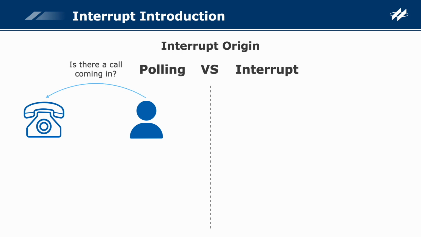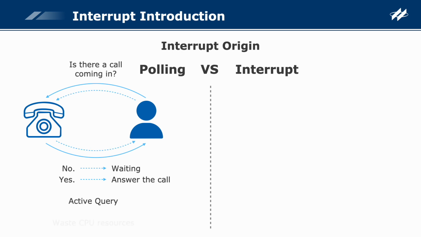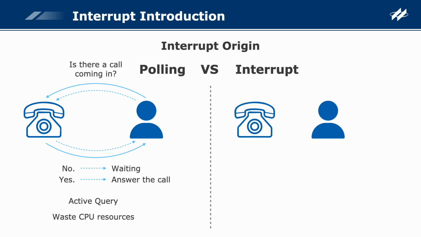Imagine being the receptionist and constantly checking your phone to see if a call is coming in. If no calls come in, you just keep waiting. If a call happens to come in, you pick it up and transfer it to the appropriate department. This active query method wastes valuable computing resources of the CPU. To improve CPU utilization, the researchers added an interrupt mechanism.